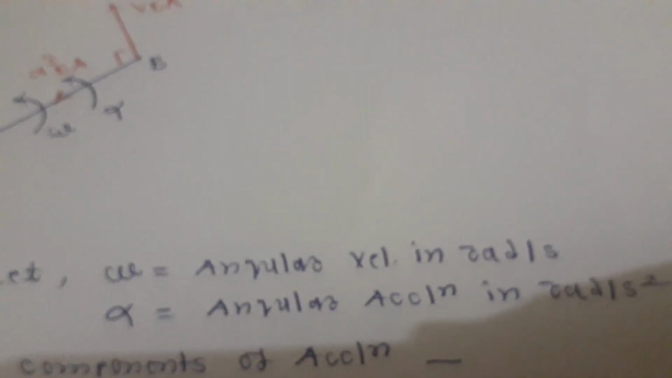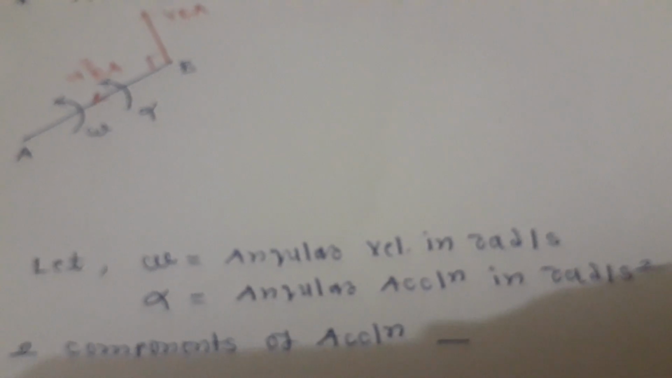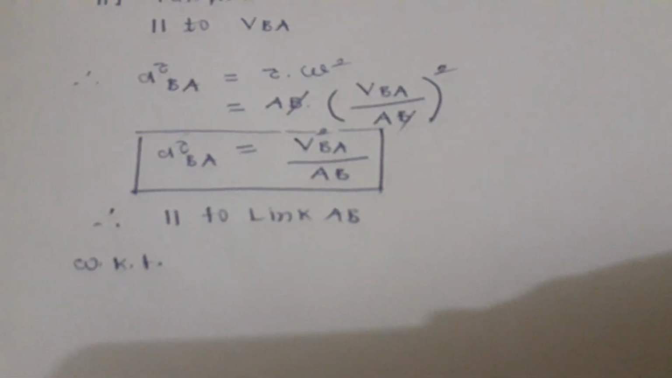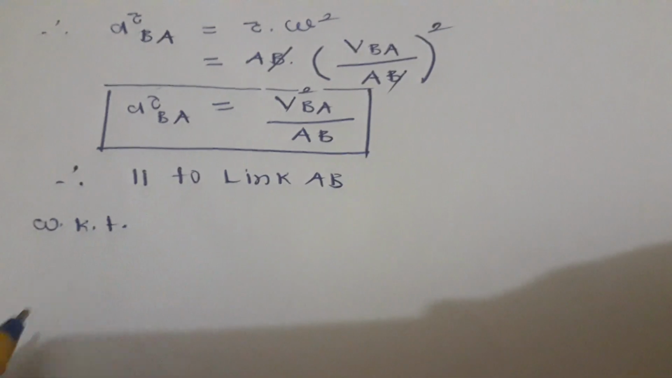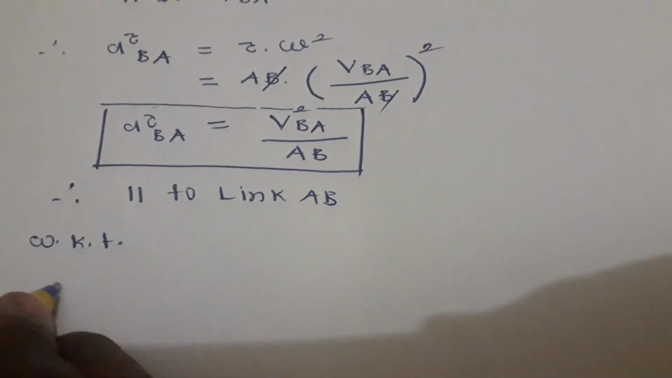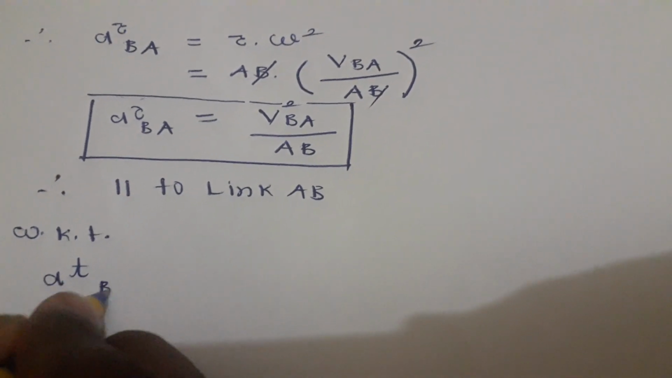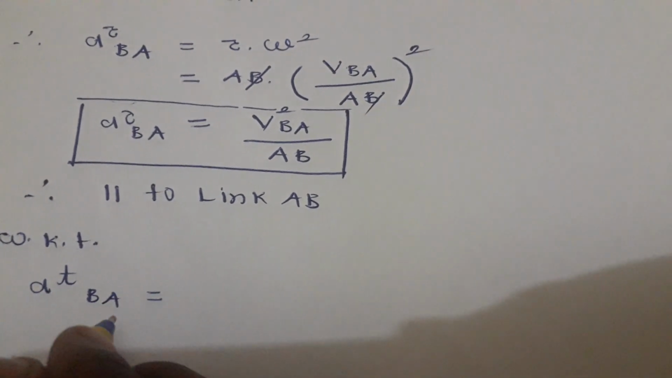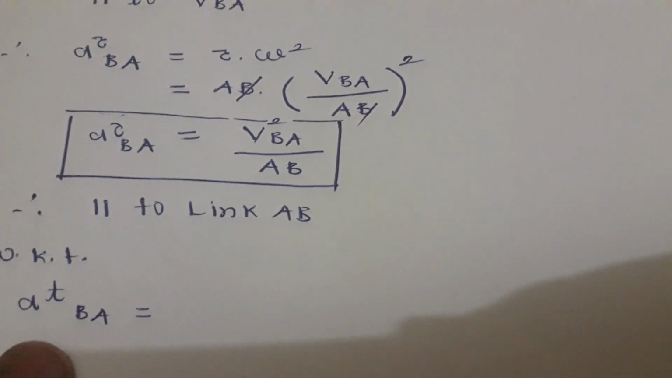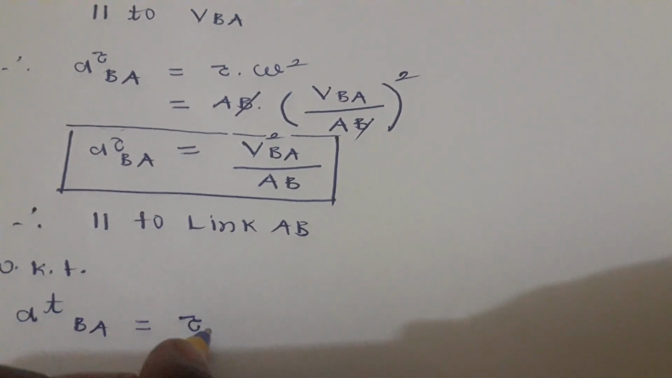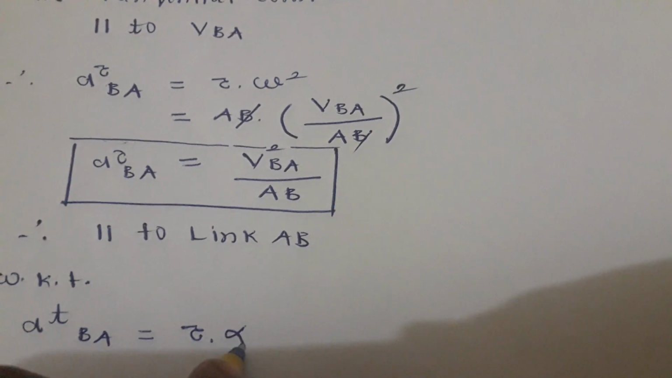Again, we know that there is the tangential component of acceleration. If I have to find out the magnitude of the tangential component of acceleration of B with respect to A, it can be given by the product of r into alpha.